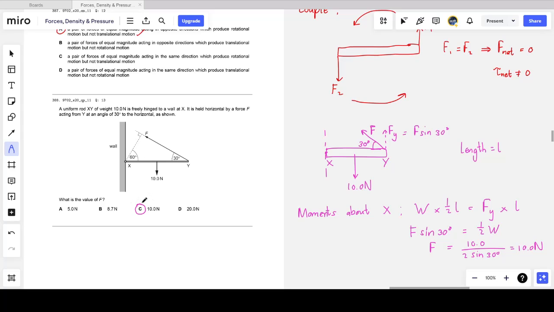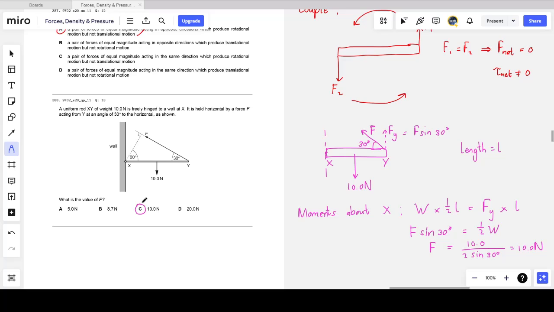So you can see I needed to use moments and not forces. And that was kind of what the question was getting me to do. If I used forces, I would get stuck. But if I used moments, I can see that the lengths cancel on either side when I'm calculating the anti-clockwise and clockwise moments. And so I can solve for the value of F. And F here is 10 newtons, not Fy. So the actual value of the force F is 10 newtons.